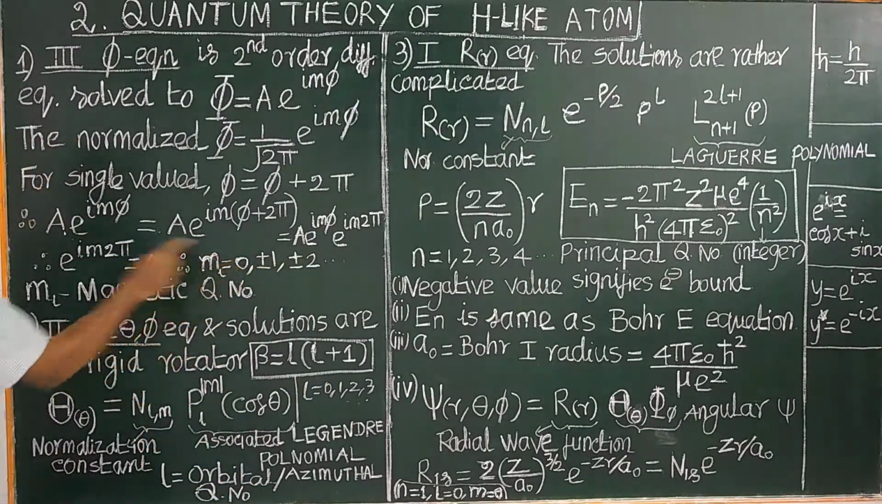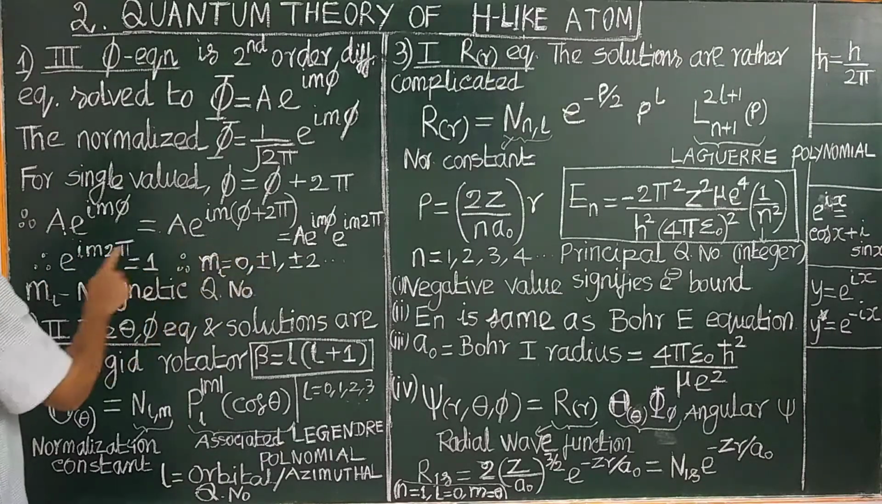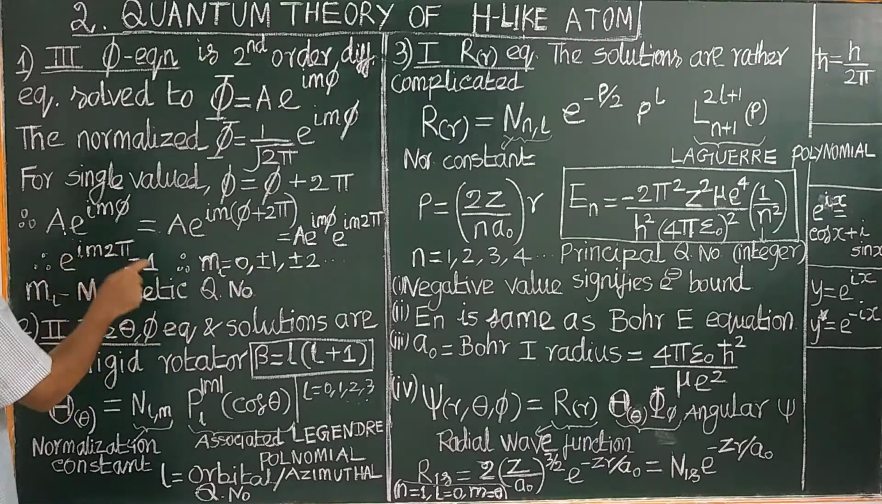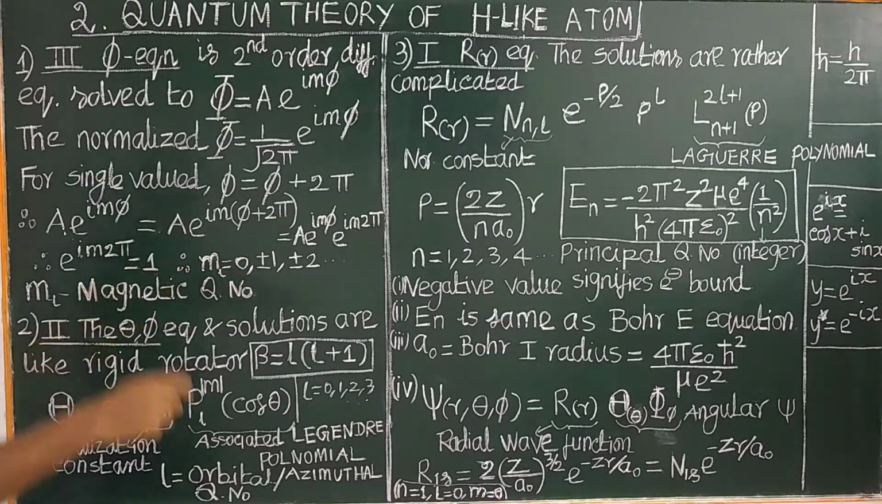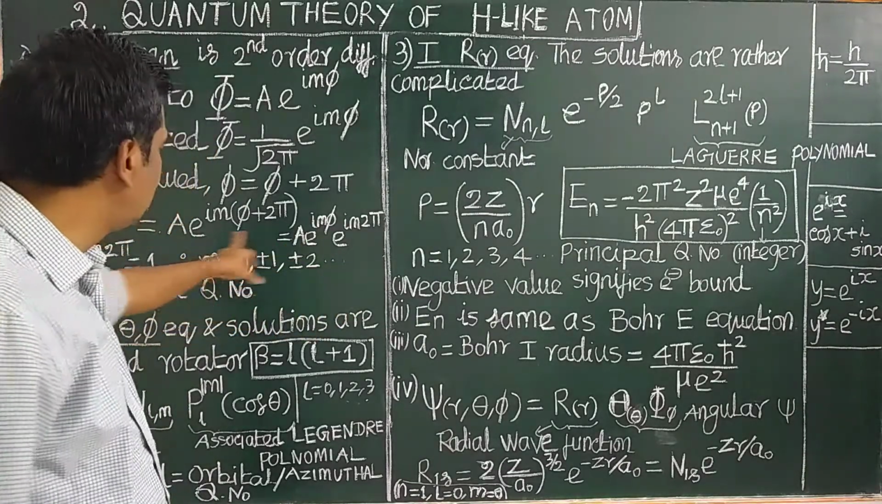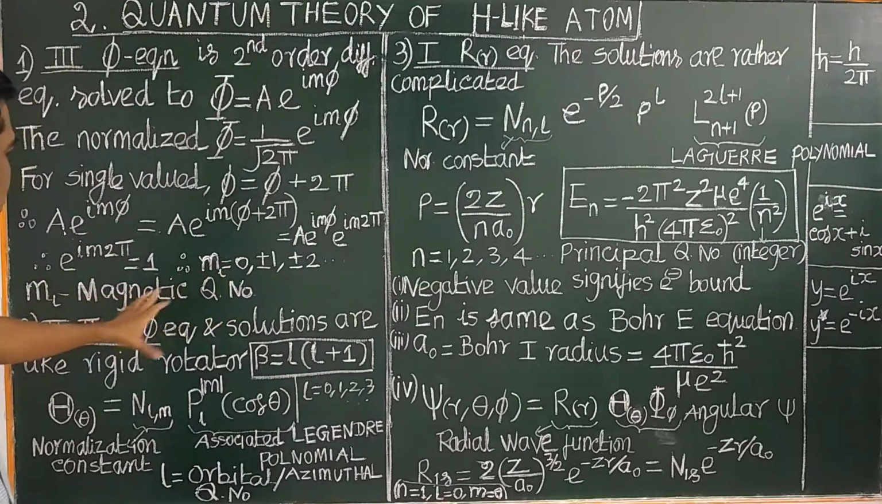For example, m equal to 0, then e power 0 equals 1. Similarly, plus 1: if you put 1 here, you will get the whole expression equal to 1, and likewise for minus 1. These are the eigen values which satisfy this equation. But m l is called the magnetic quantum number. m l is called the magnetic quantum number, thus we have obtained a quantum number.